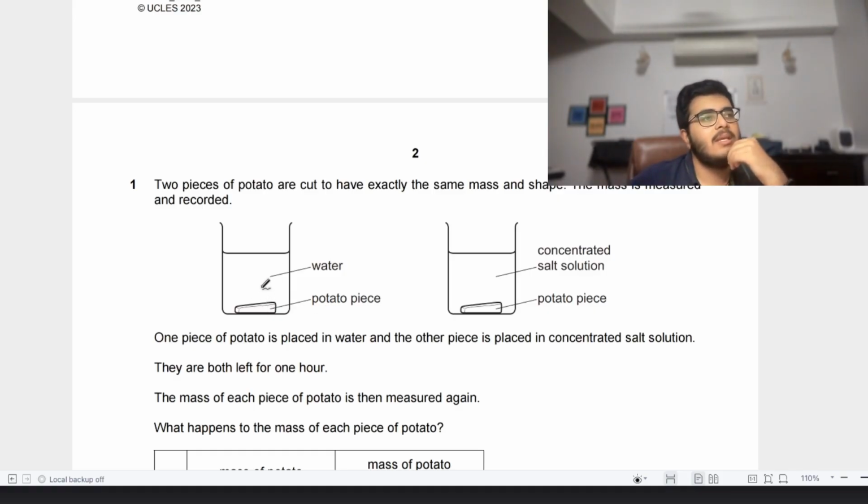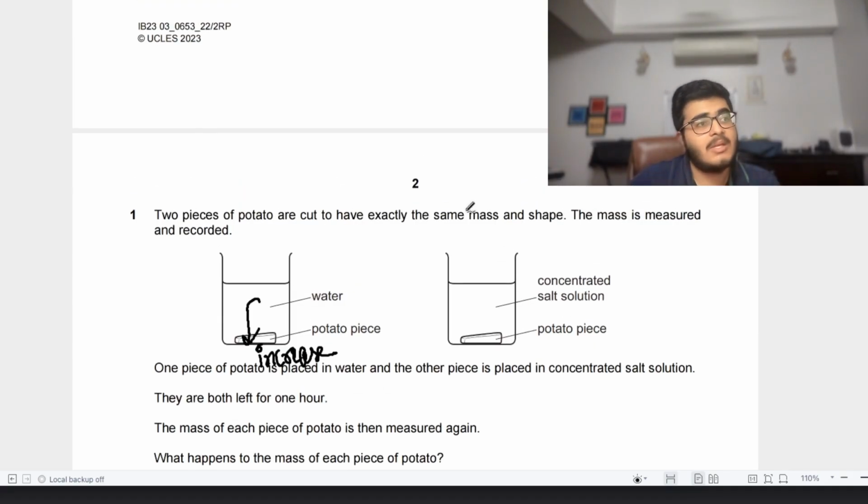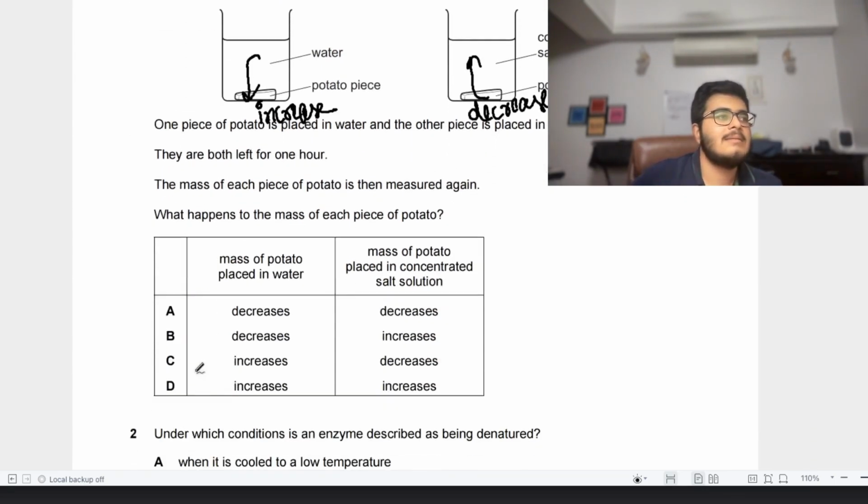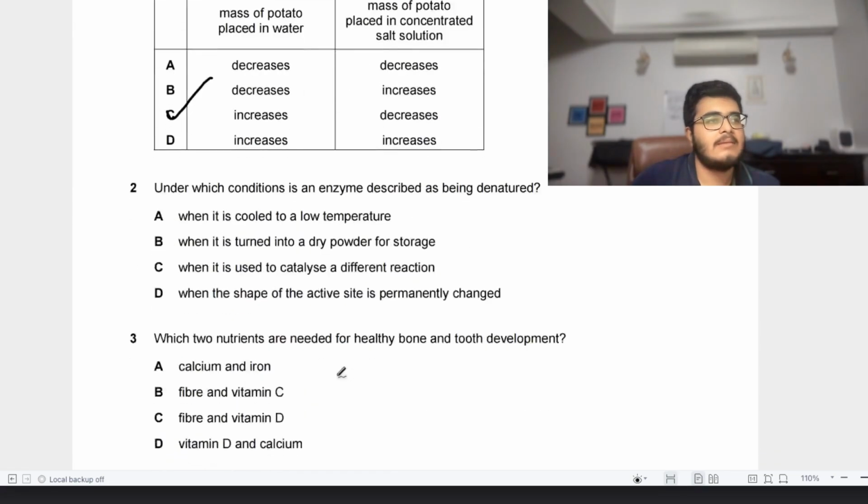Water potential here is high and potato has a lower water potential, so water is going to go inside the potato, so the mass is going to increase. Whereas in this case the water potential is lower outside, so water is going to come out, because osmosis is a movement from a higher water potential to a lower one. Concentrated means water potential is lower here and higher in the potato, so water will come out, so this is a decrease. So question 1 answer is C, increases and decreases.